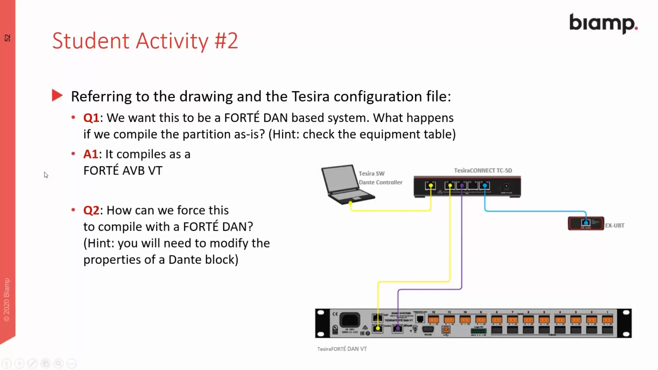We have forced and allocated the TesiraCONNECT, the compiler, to have the VT DAN in our Dante block. So in this case, we have the right allocation of the Tesira Forte DAN VT plus the TC5D. I hope it makes sense.